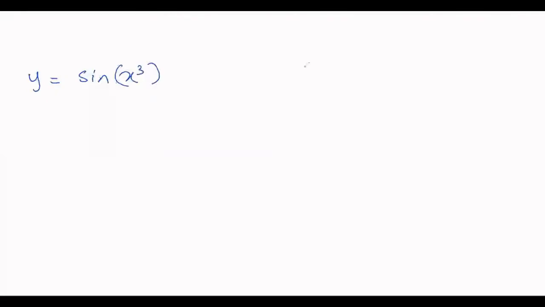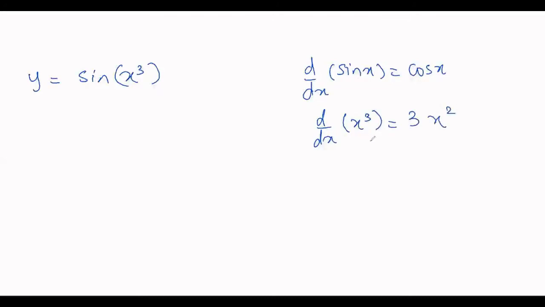So differential of sin x is cos x. Differential of x cubed is 3x squared. The differential of x^n is n into x^(n-1). Therefore, dy/dx is equal to differential of sine is cos, so cos x cubed, into differential of x cubed, which is 3x squared. So let me write my final answer in this form: 3x squared cos x cubed.